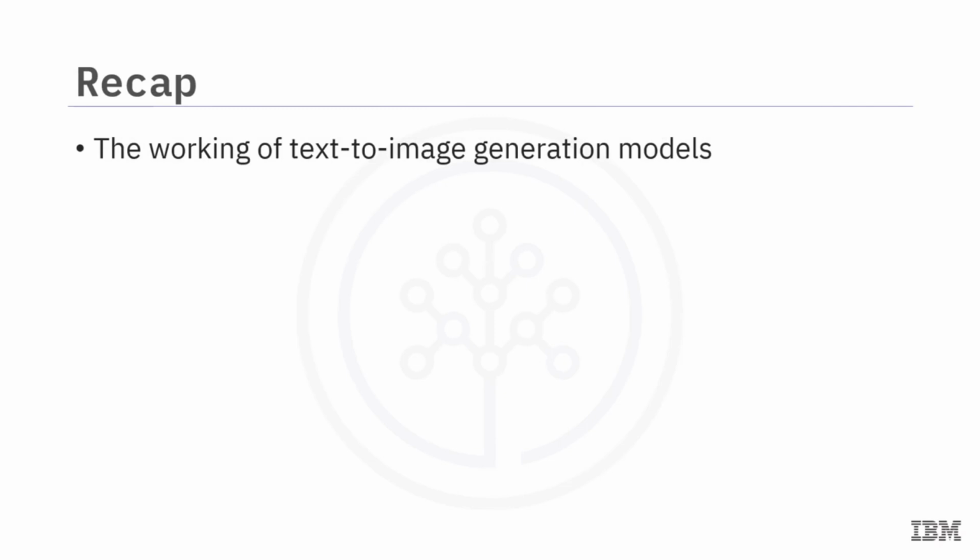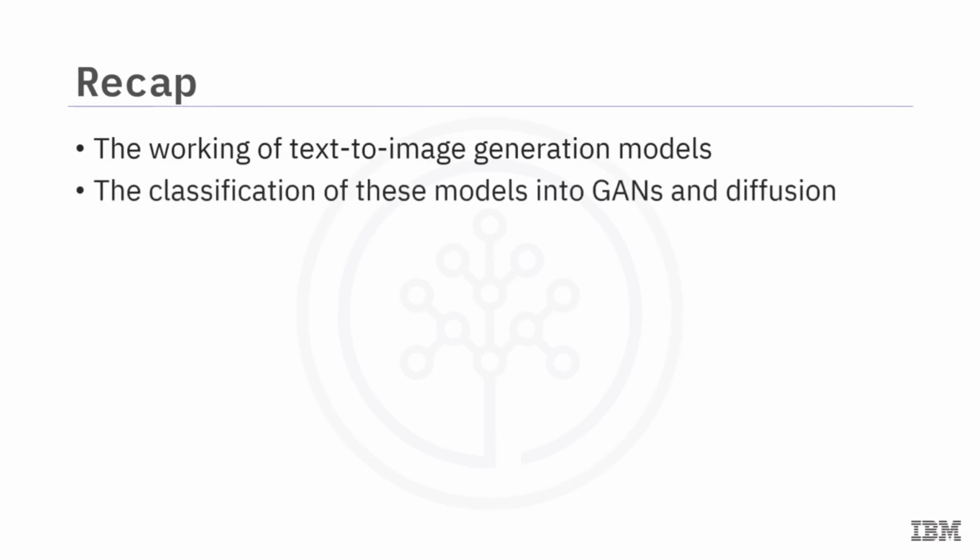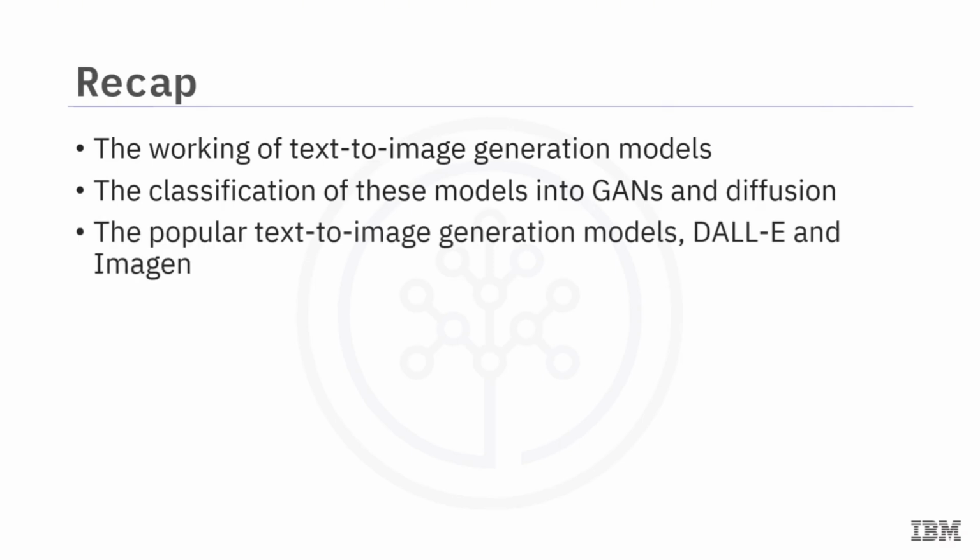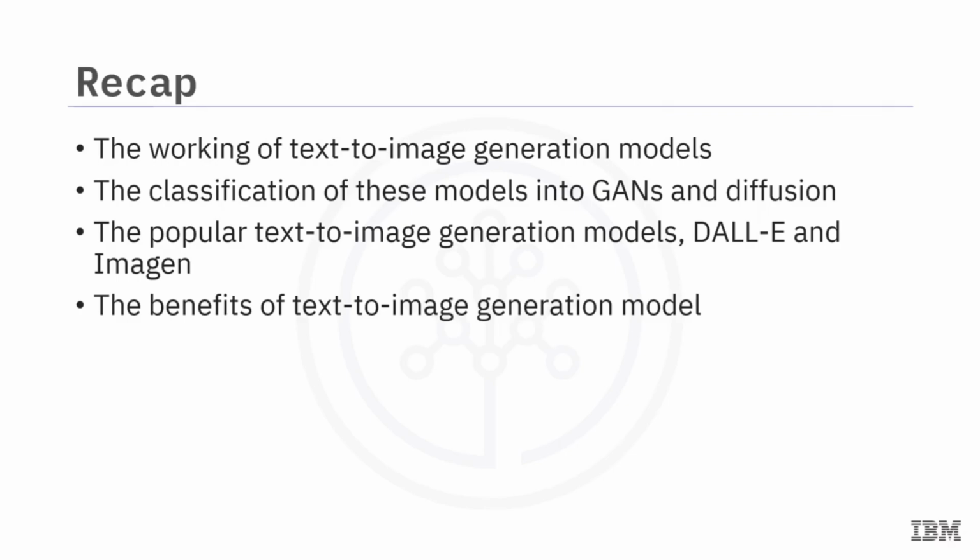In this video, you learned how text-to-image generation models work. These models are classified into 2 types, GANs and diffusion models. Within diffusion models, you explored the most popular text-to-image generation models, DALL-E and Imagen. Finally, you learned the benefits of each of these models.